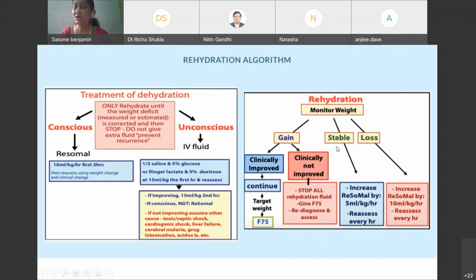Then if your child is stable, you will increase your rhizomal, that is 5 ml per kg per hour. Here it was 2 hours, here it is 1 hour, okay. And then you will assess every hour, and if there is a loss, then again you will go back to 10 ml per kg per hour. So this should be done very, very carefully. You don't want your child to succumb to overhydration or fluid overload.